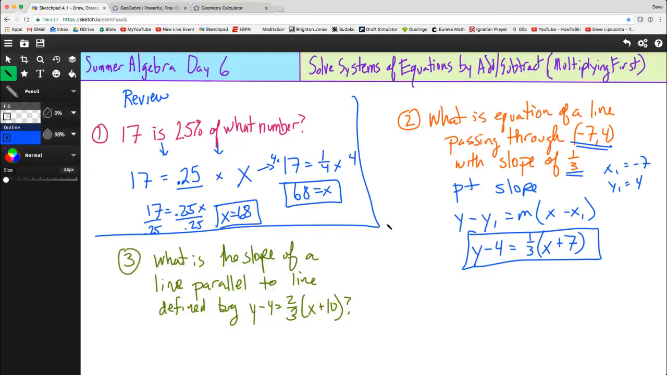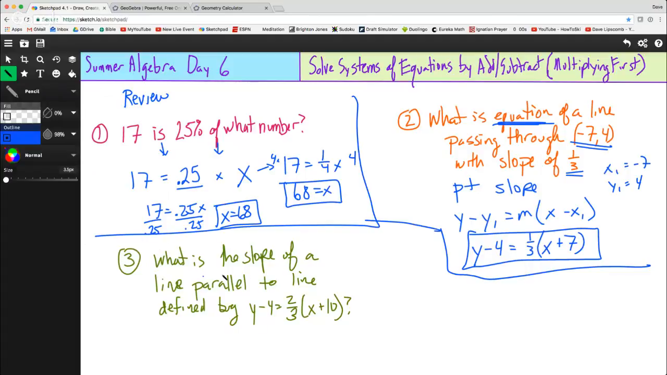Boom, done. And if you wanted to, you could have converted that into standard form or slope-intercept form, but it's not required because I didn't say what type of equation. You could write that equation in any form you like.